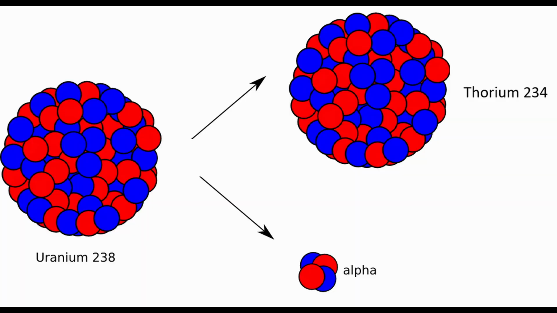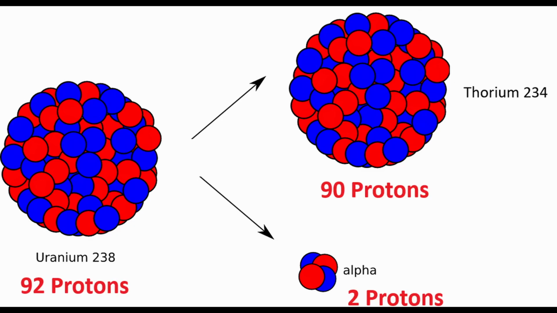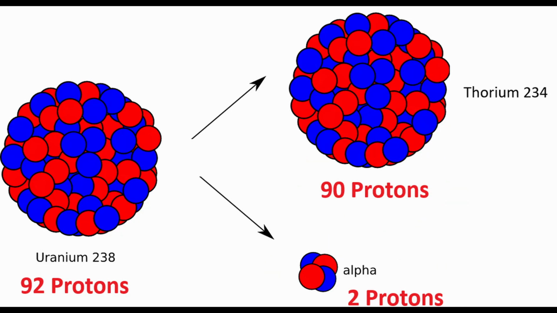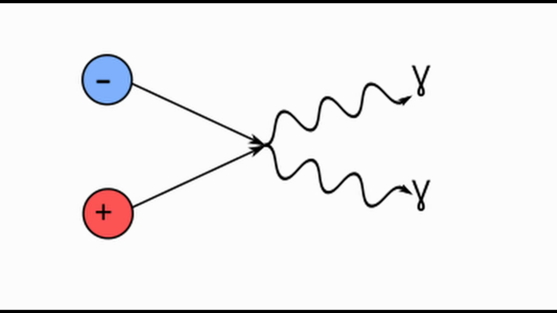For example, a uranium-238 nucleus can undergo nuclear decay to produce thorium-234 and an alpha particle. But when you count the positive charges in uranium-238 and the total positive charges in the thorium and alpha particle, the charges match. This is even true for matter and antimatter annihilation reactions.